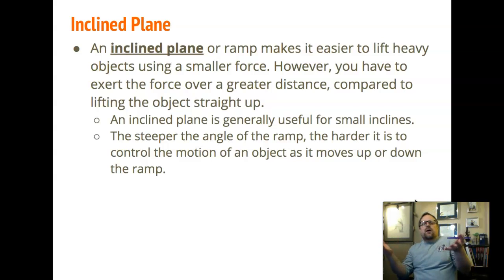The second kind of simple machine I want to talk to you about is the inclined plane. An inclined plane, also known as a ramp, makes it easier to lift heavy objects, again, using a smaller force. However, you have to exert the force over a greater distance compared to just simply lifting the object straight up. So it makes it easier to get the object from here to here, but you have to run it over a longer distance to make that happen.